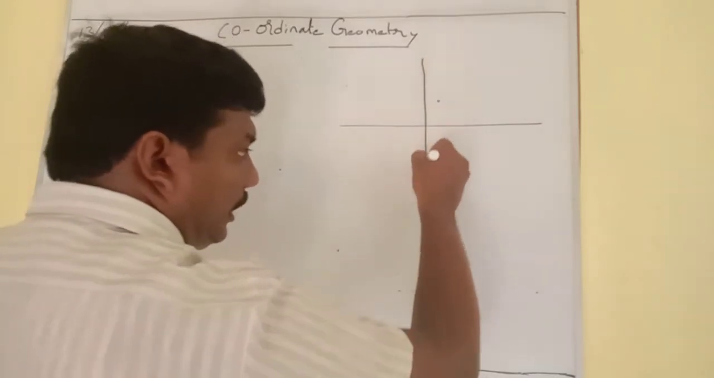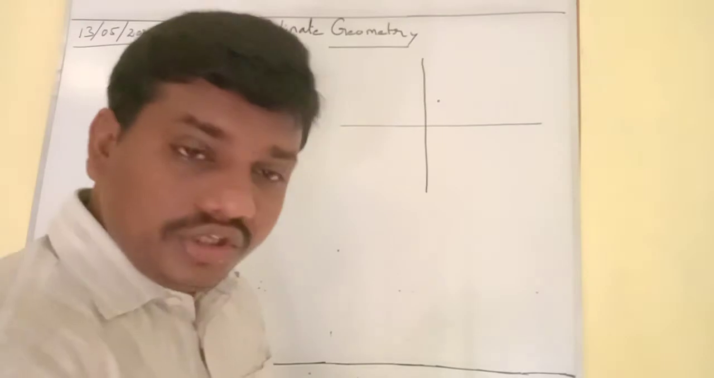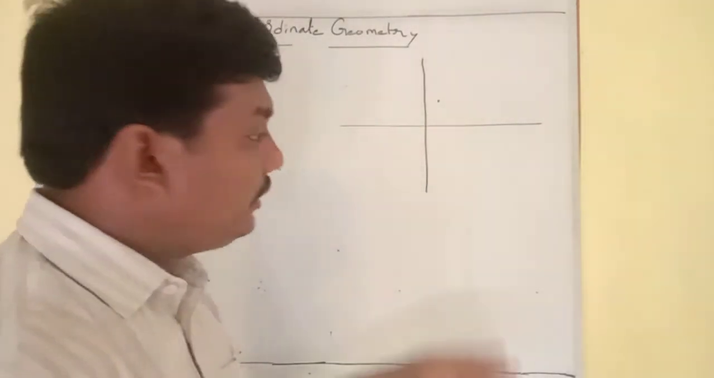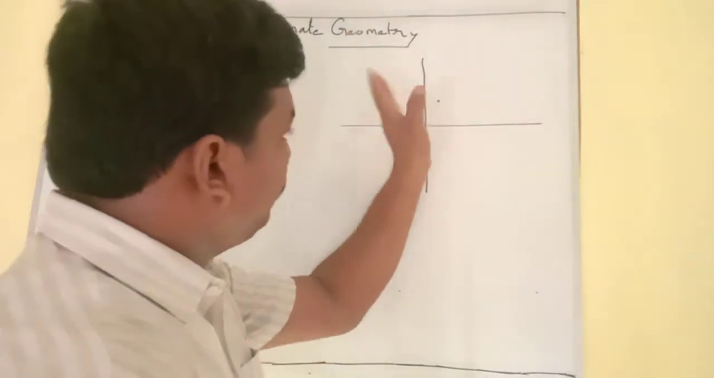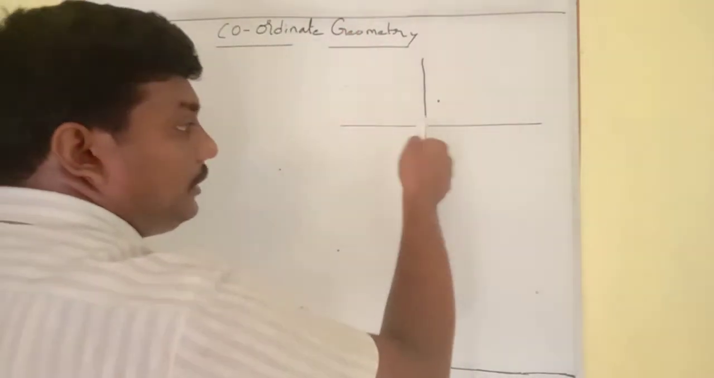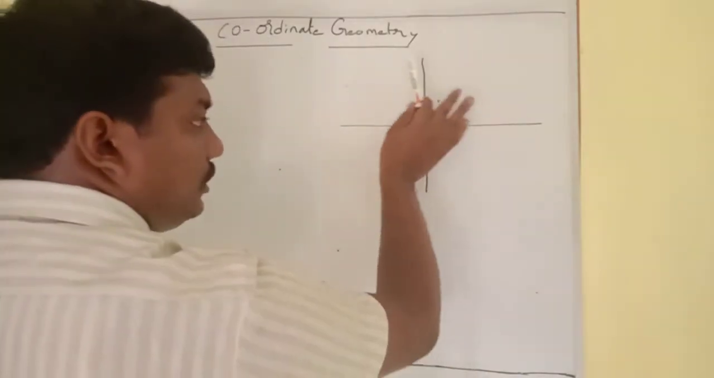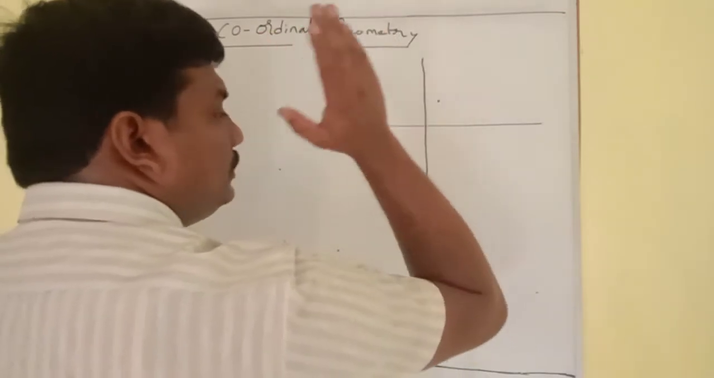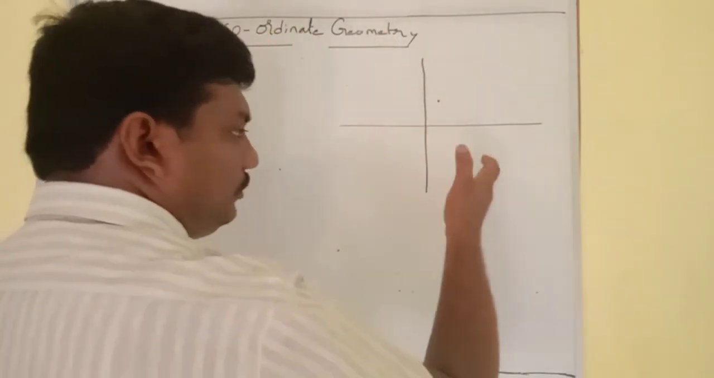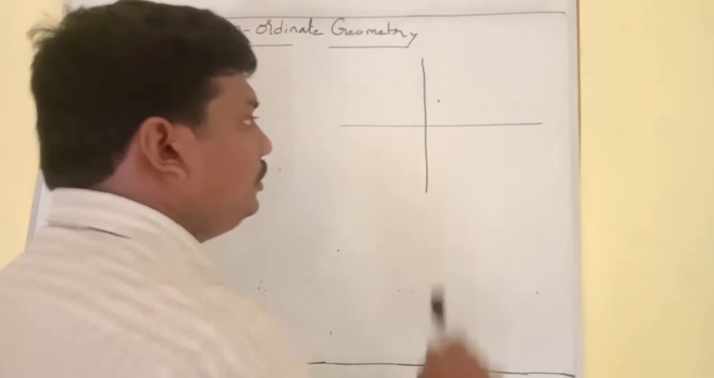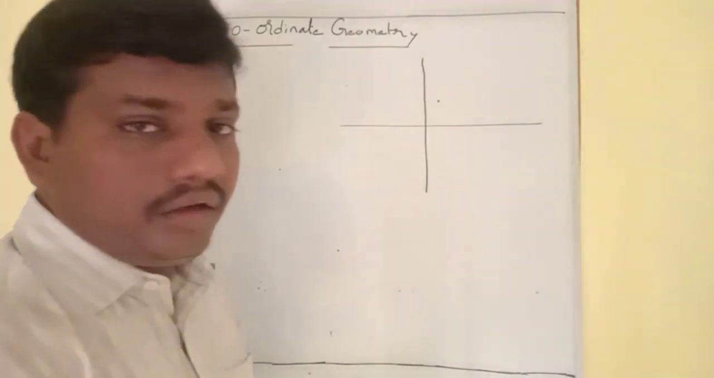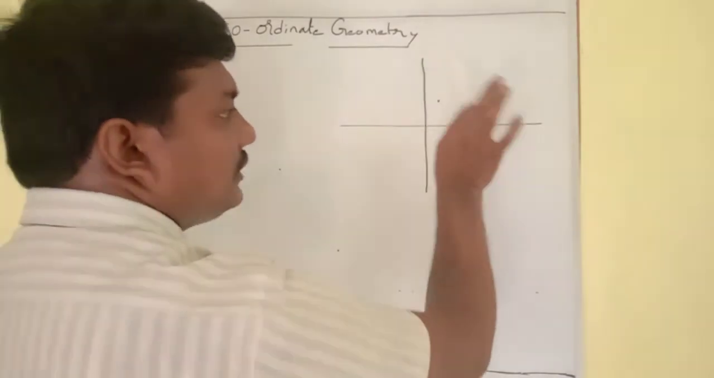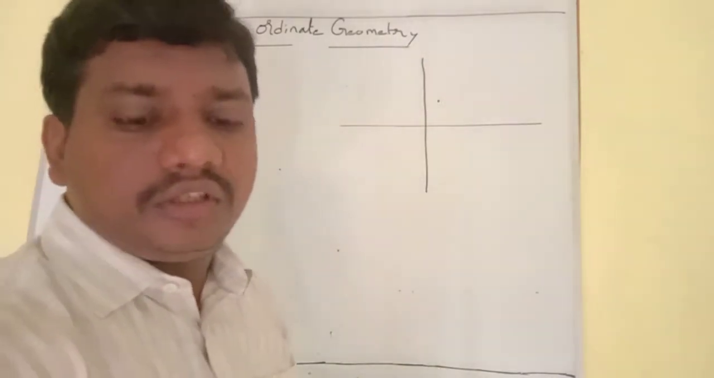Suppose you take one more line which is perpendicular to the previous line. Now the plane will be divided into four parts: first part, second part, third part, fourth part. Now where is our point? Our point belongs to the first part.